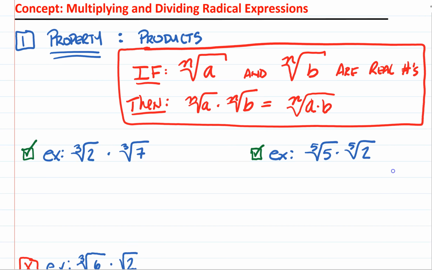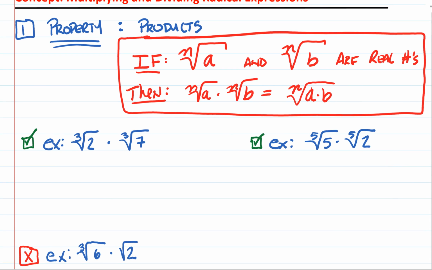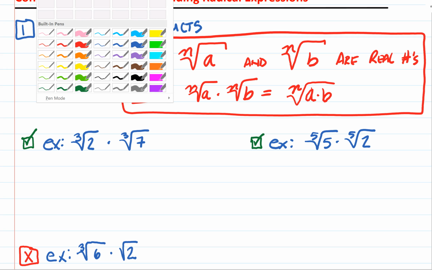The first property that we're going to talk about here is the product property. It says if the nth root of a and the nth root of b are real numbers, then when I multiply them, it's the same thing as the nth root of the giant AB underneath the radical. I think you intuitively know this, so let's talk about it. I have 3 examples here. The first 2 are going to work, and the third one is not, and let's talk about why.